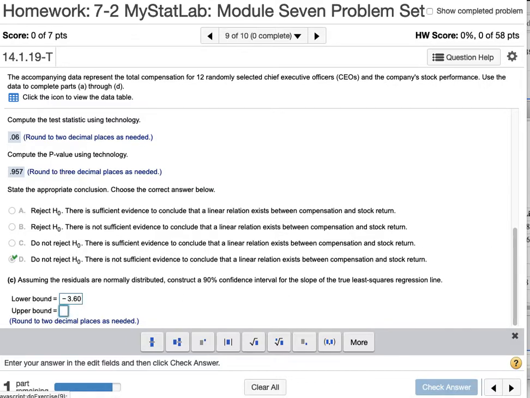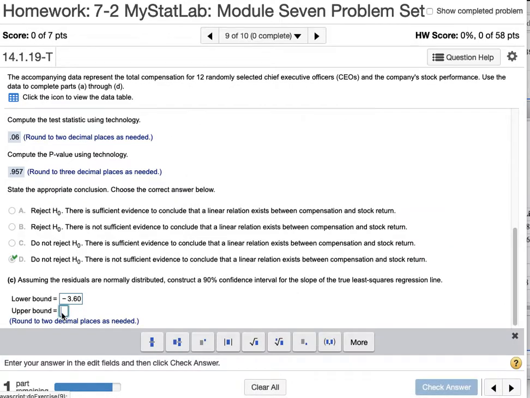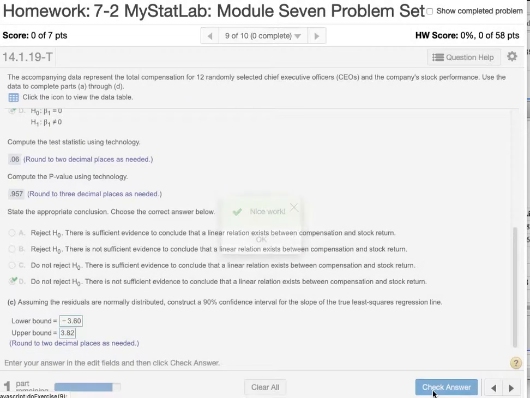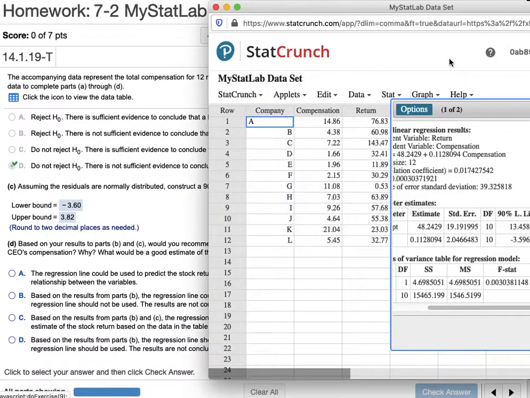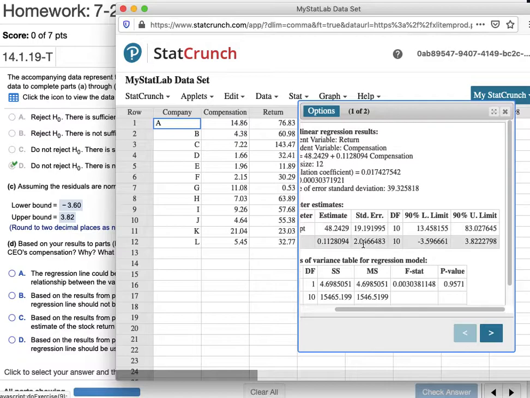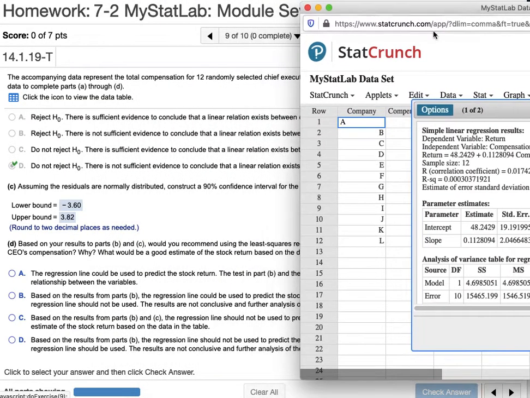And then the upper bound is 3.82. Okay, and again, just to clarify, we were looking at the upper and lower limit for the slope. So it's all about the slope when we're doing the hypothesis testing.